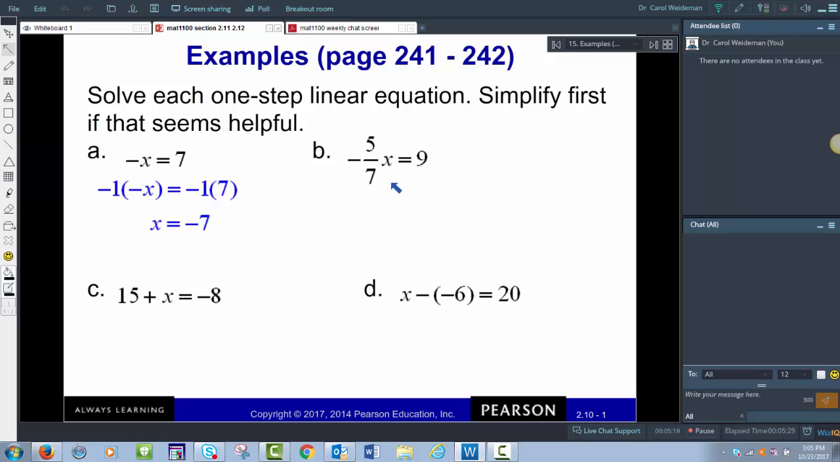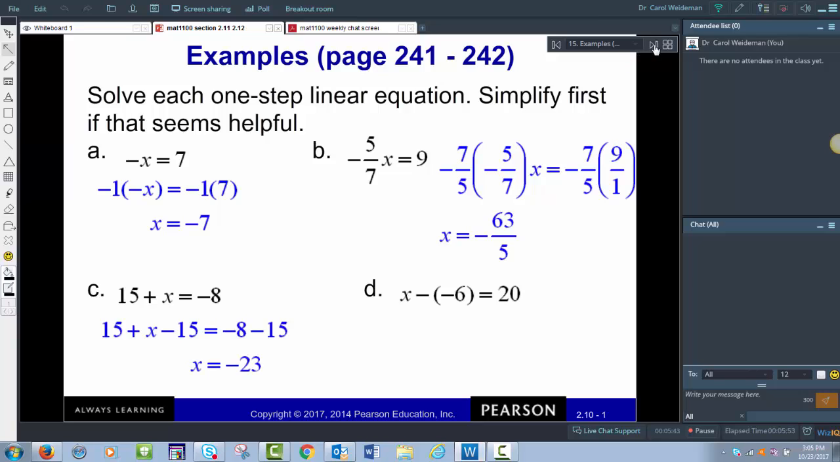For the next one, I'm going to get x by itself, so I'm going to multiply both sides by the reciprocal of negative 5 over 7, and the reciprocal is also negative, 7 over 5. Multiply both sides. On the left side I end up with x, and on the right side I end up with negative 63 over 5. Here I want to isolate x by itself, so I'm going to subtract 15 from both sides, and I come up with x equals negative 23. And then finally, this one I want to simplify first. I'm going to change this into x plus 6 on the left side, and then I'm going to subtract 6 from both sides, and I come up with x equals 14.